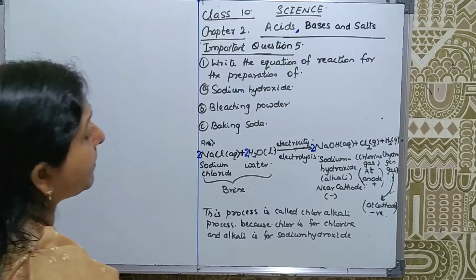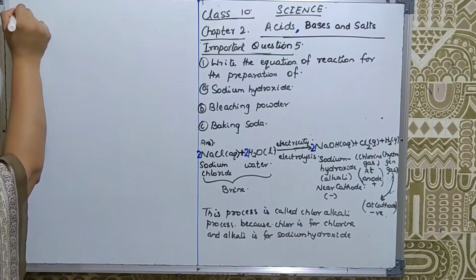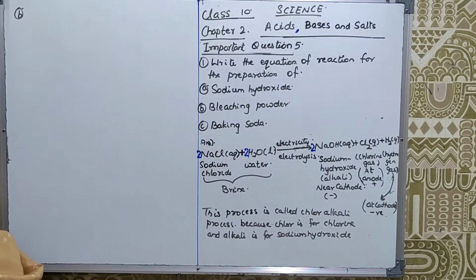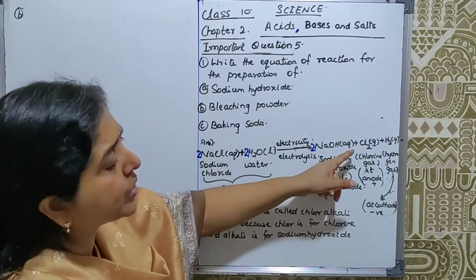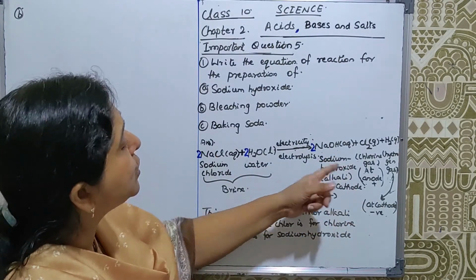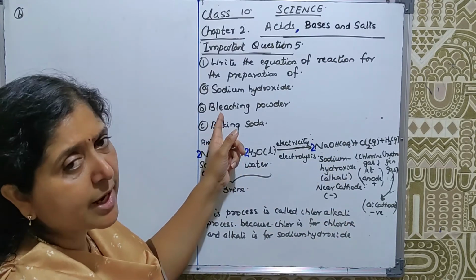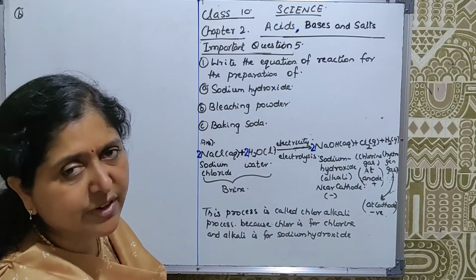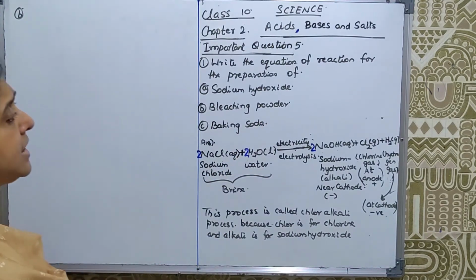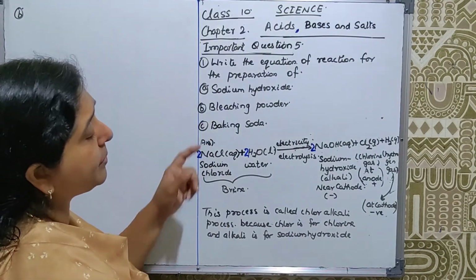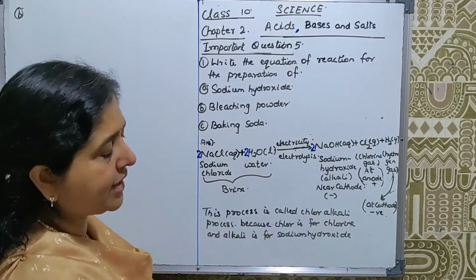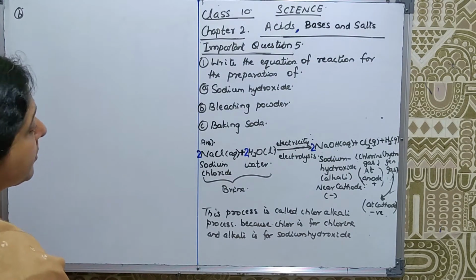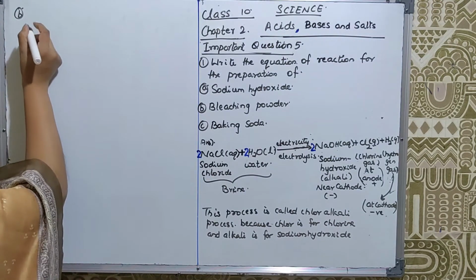Now, next one will be bleaching powder. For the preparation of bleaching powder, they'll ask you indirectly: a gas produced during the preparation of sodium hydroxide is used for making a white colored powder which is used as a disinfectant. So that white colored powder is actually bleaching powder. The gas produced during the preparation of sodium hydroxide is chlorine gas. So we'll write the preparation of bleaching powder.